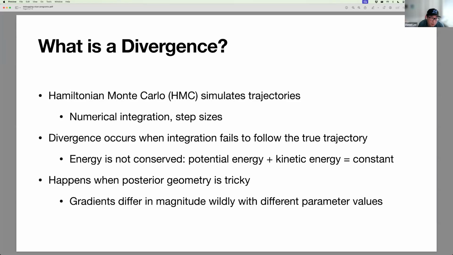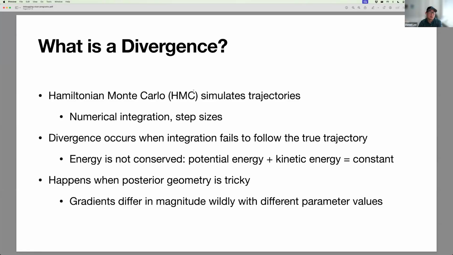All right, so what's the divergence? Hamiltonian Monte Carlo simulates trajectories. There's a potential energy and there's kinetic energy. The potential energy is the negative log probability density at a particular point for the parameter values. So if the parameter values are in a good spot, it has high potential energy. If it's in a bad spot, it has low potential energy. The way HMC works is that you inject kinetic energy from that spot, and energy should be conserved. So potential energy plus kinetic energy should equal a constant.